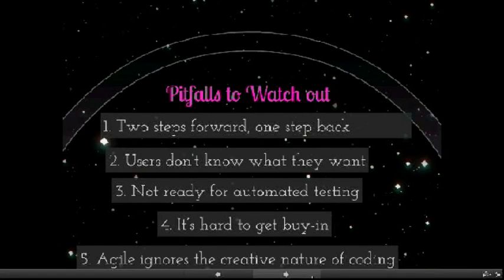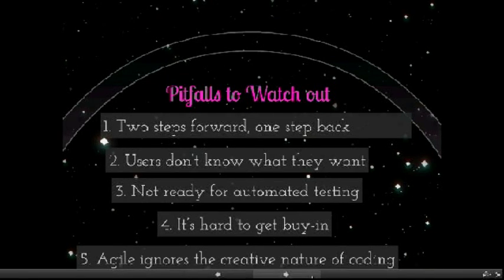The fourth pitfall is that it's hard to get buy-in. If a business has a long history of developing software using alternative methodologies, switching to Agile requires a profound change in the way everyone from the software maintenance team to the management teams operates.